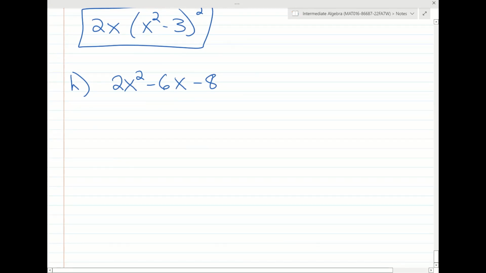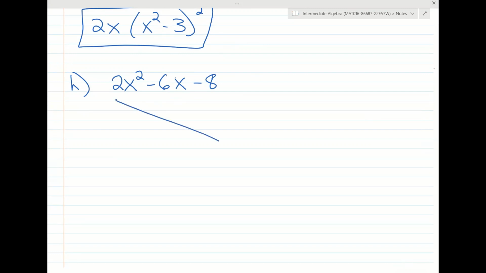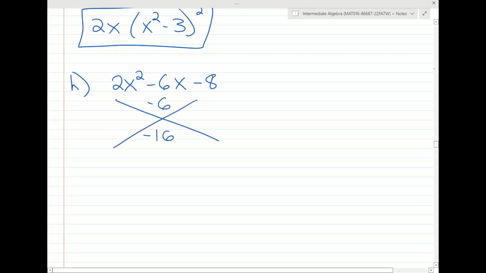We'll finish with this. So we know we could take out a 2 from the start, right? But what if you don't do that? You're not doomed for failure. What you can do is just do it like before. 2 times -8 is -16. Has to add up to be -6. We could use -8 and 2. We get 2x squared minus 8x plus 2x minus 8.